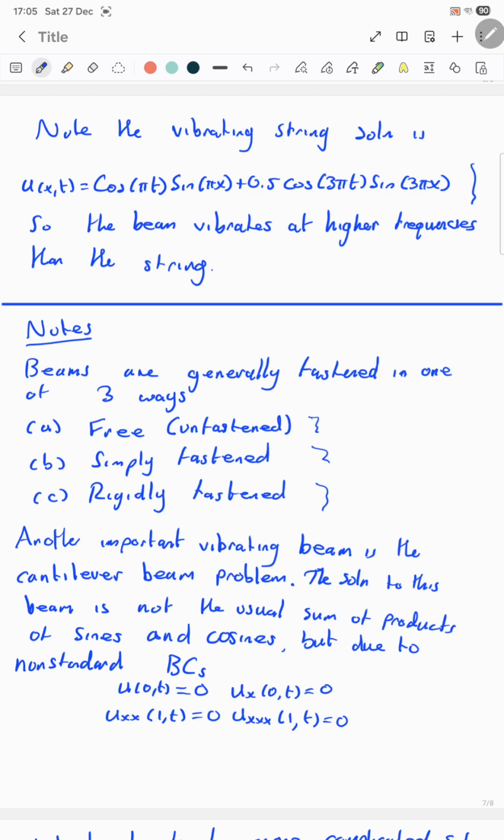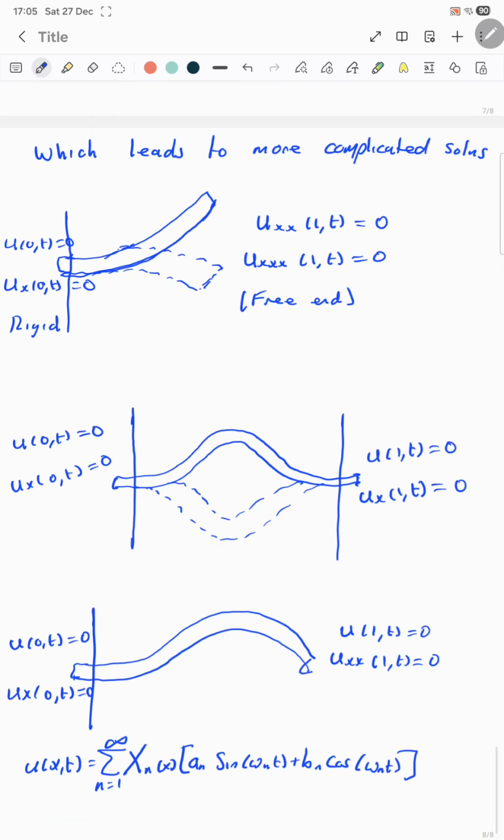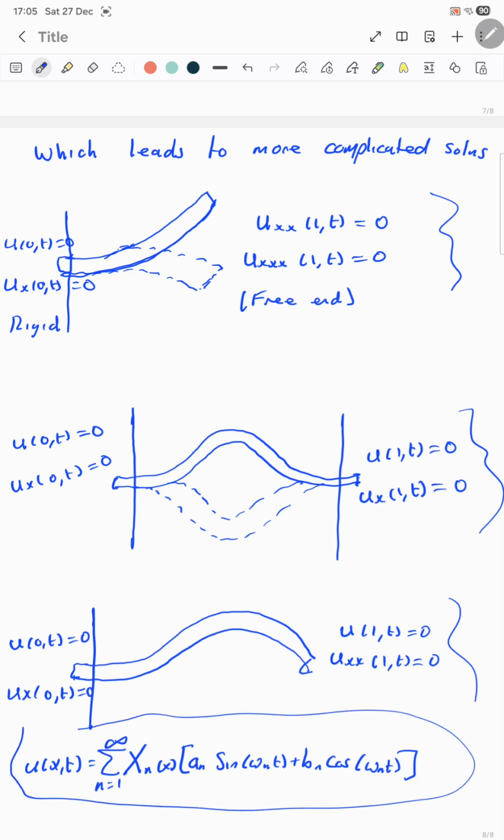Now another important vibrating beam is the cantilever beam problem. The solution to this beam is not the usual sum of products of sines and cosines, but is due to non-standard boundary conditions, which leads to more complicated solutions. And I'm giving it kind of pictorially here to give an idea of this, and we'll get our solution here, which is our summation over n equals 1 to infinity.